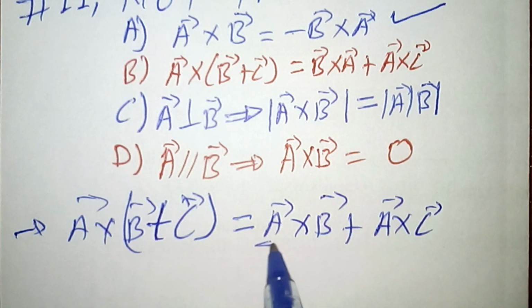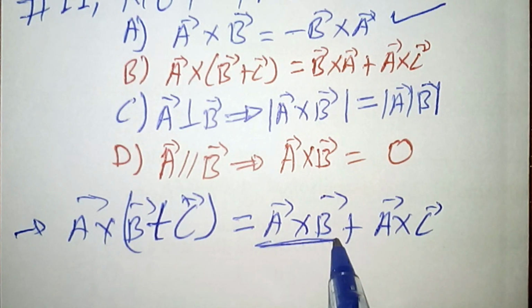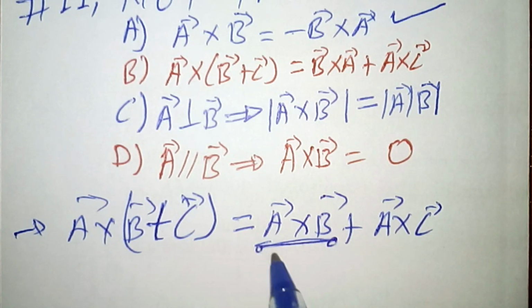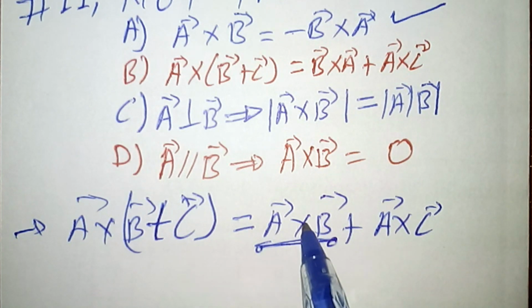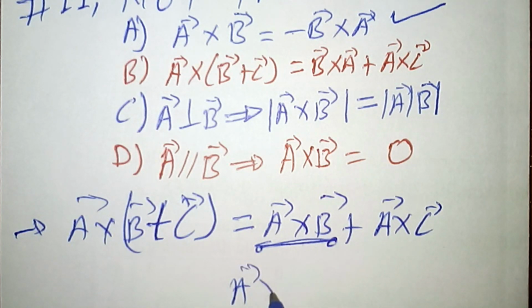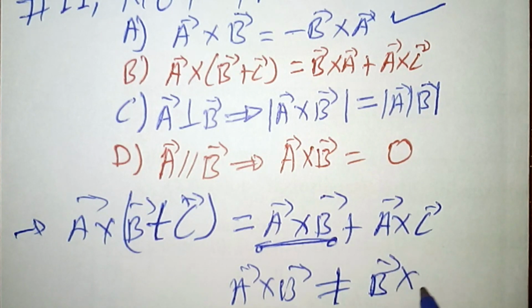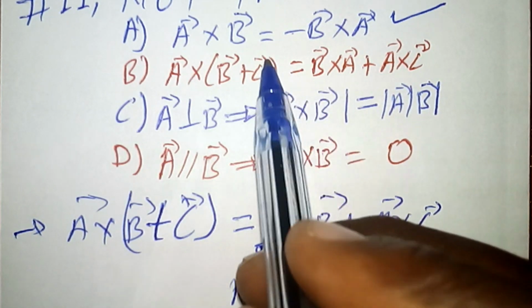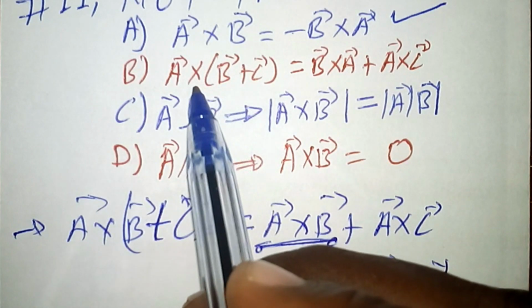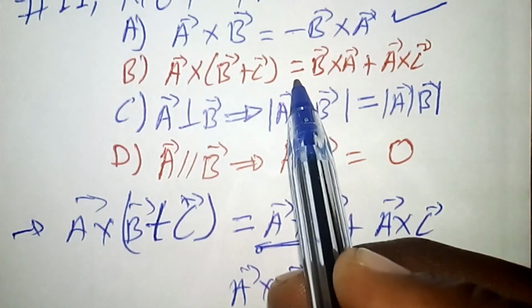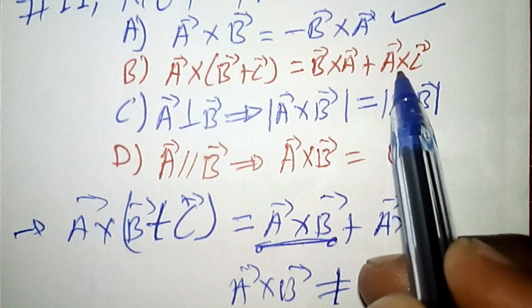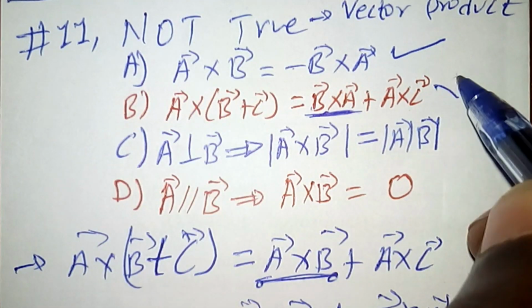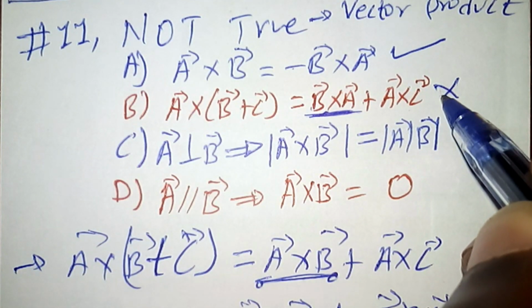But since the cross product is not commutative, A cross B is not equal to B cross A. So alternative B says A cross (B plus C) is equal to B cross A plus A cross C, so this alternative is not true.